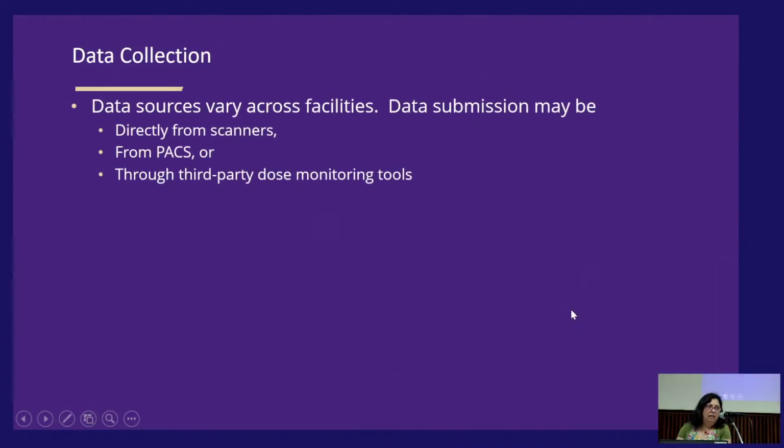So let's talk a little bit about data collection. The data sources vary across facilities, right? Everyone is different. Data submission may be directly from the CT scanner, or it could be sent from your PACS system, or through third-party dose monitoring tools like Radimetrics or DoseWatch, or like one of the 18 that Sam mentioned yesterday. For us, we send it, I'm trying to remember, we send it directly from the scanner to Dose Index Registry.